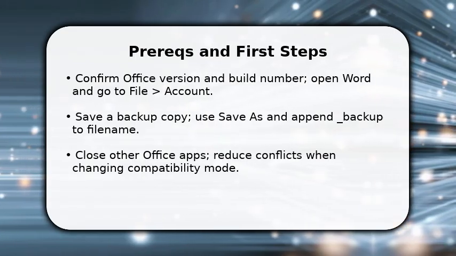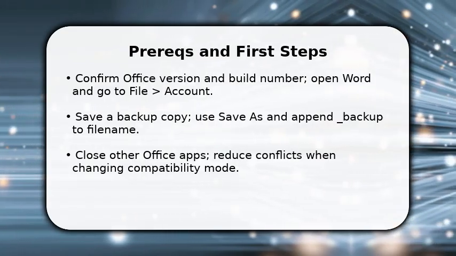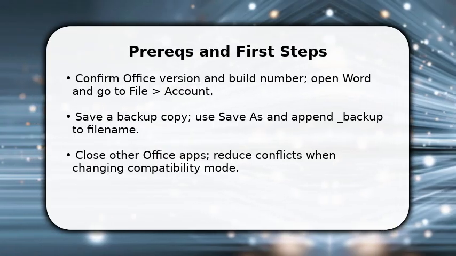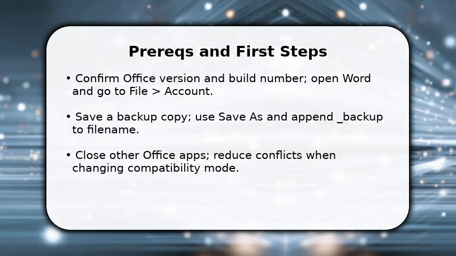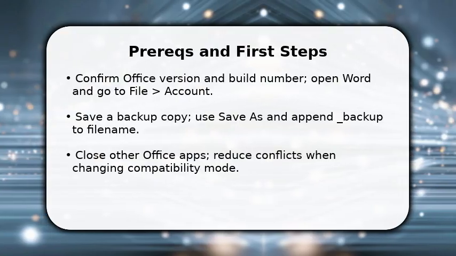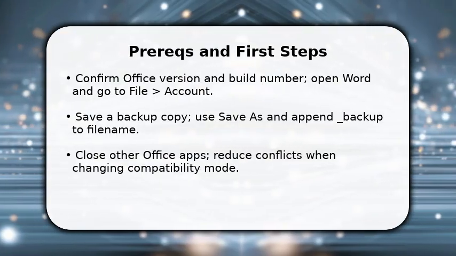Next, close other Office apps to prevent file locks. Then open the document you want to change and keep the status bar visible. Finally, note whether the file is docx or doc. This determines the direction of the compatibility change.